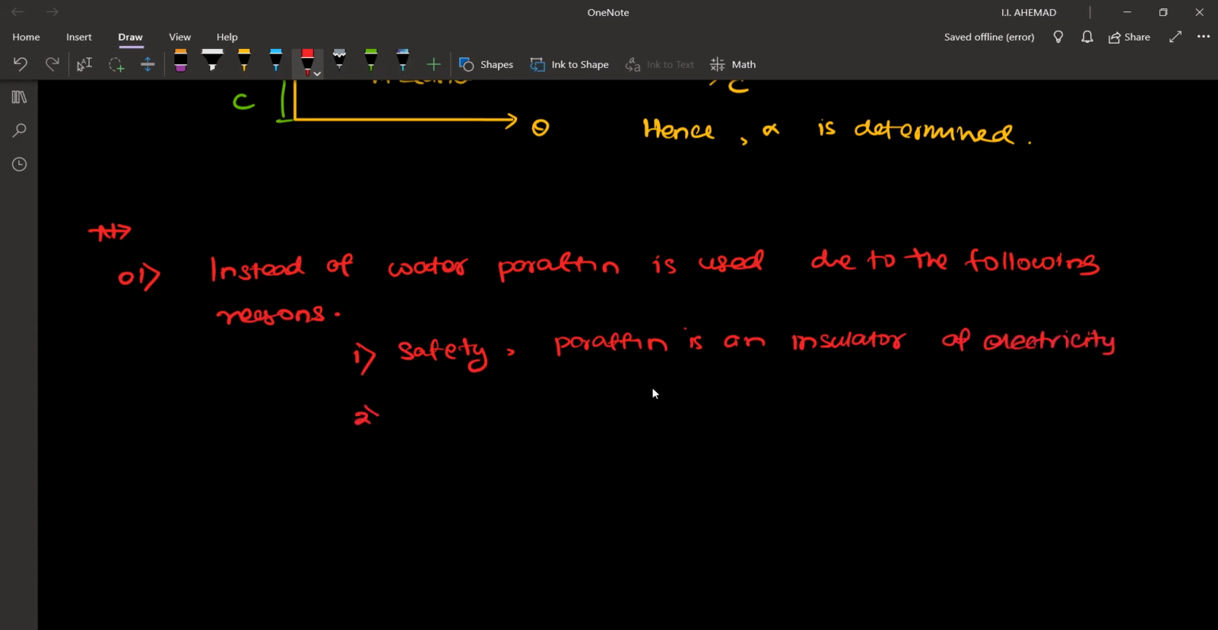Second, boiling point is high. Therefore, the range of temperature is high.